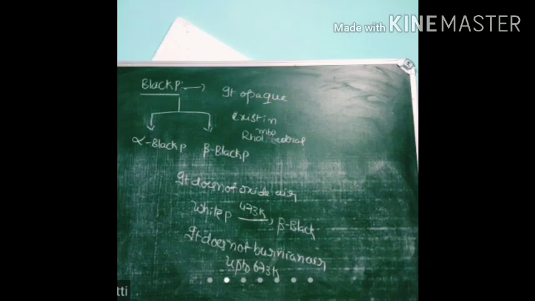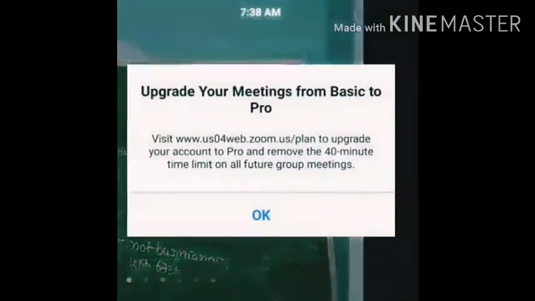So that is about the different allotropic forms of phosphorus. In the next class, we will see the preparation of phosphine and phosphorus halides, and also oxygen.